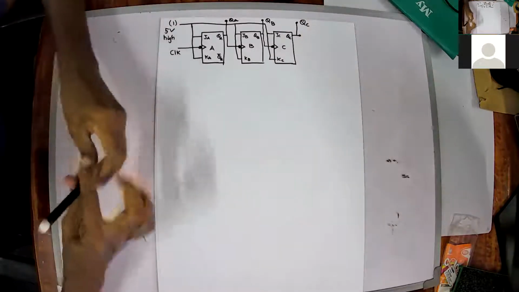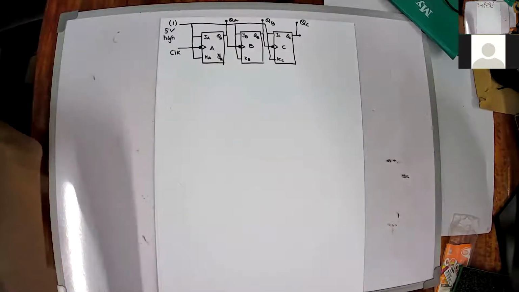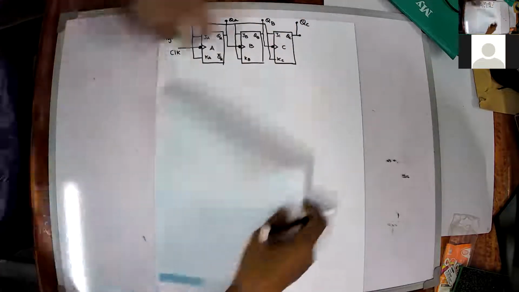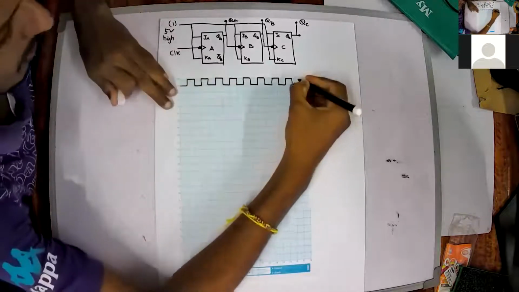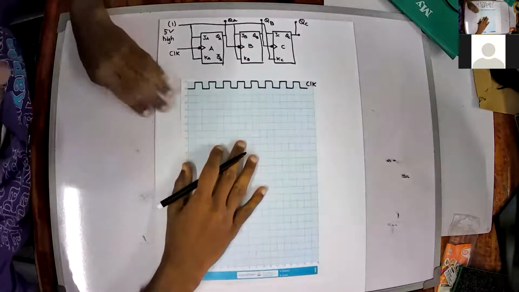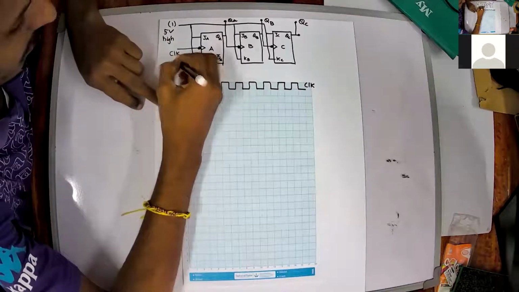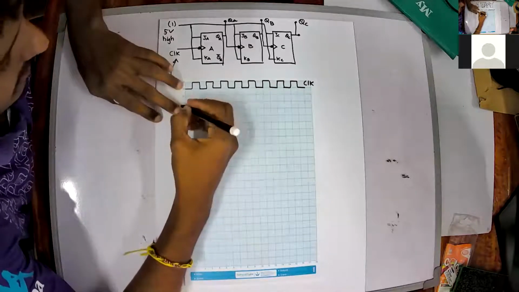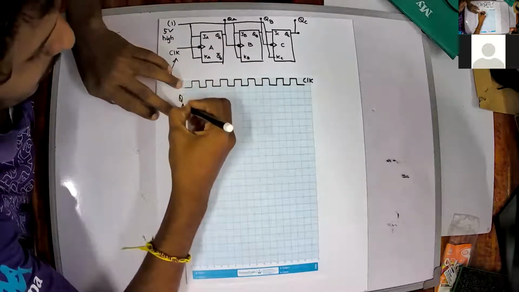Let's see how this circuit works whenever you are introducing a clock pulse to it. So now consider this as your clock sequence. This is what I am giving to the clock. So let's see how QA changes. Let this be QA.